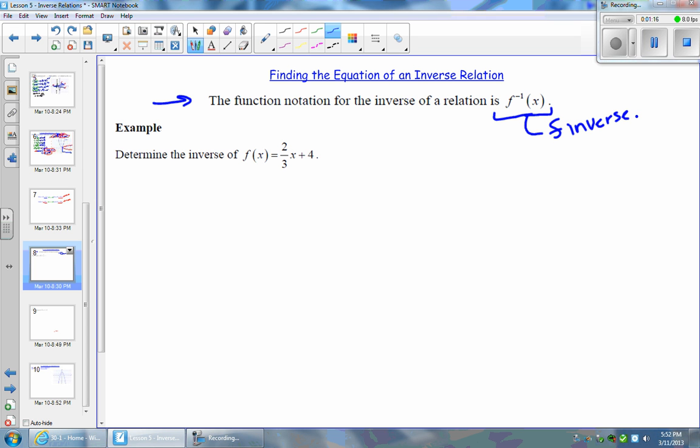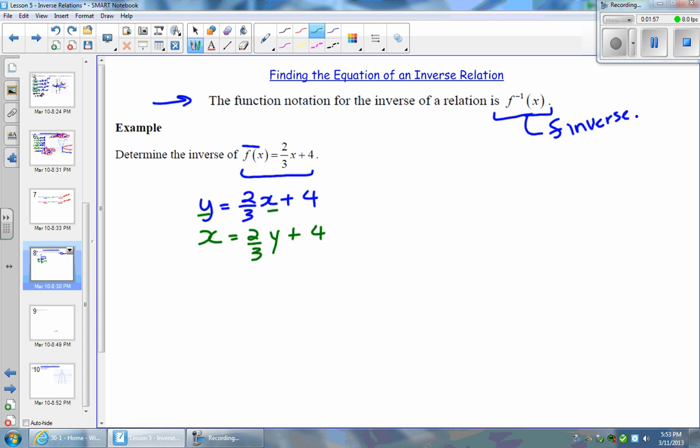So I have determined the inverse of this function f of x is equal to 2/3 x plus 4. Okay, so this is obviously in function notation because you got your f of x up here. So rewrite it in terms of x and y. So this is going to be y is equal to 2/3 x plus 4. So I simply just took my f of x and replaced it with a y instead. And the reason why I did it is because you know from my previous lessons to find the inverse of a relation, you just simply switch your x and y values around. So this becomes x is equal to 2/3 y plus 4.